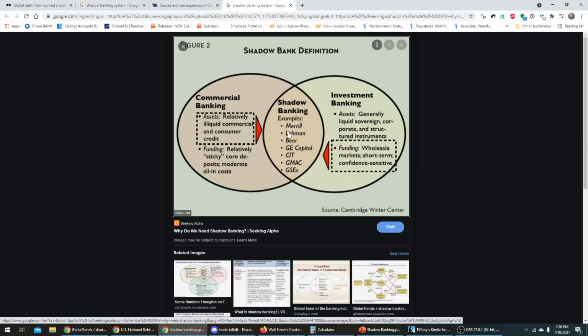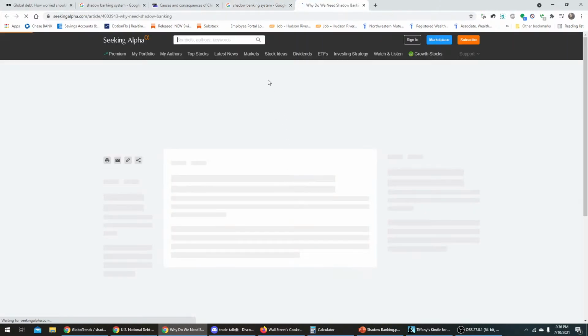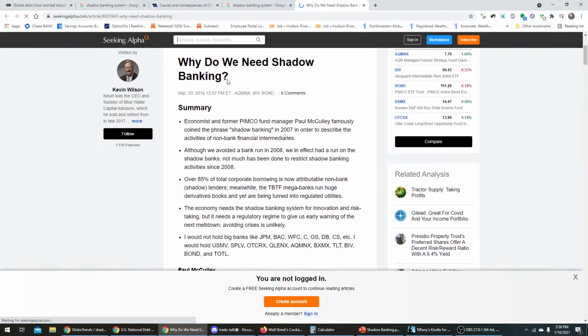Okay, so they have Merrill. Merrill Lynch was an investment firm that got bought out by Bank of America. You have Lehman, Bear Stearns, GE Capital, and I don't know what some of these other ones are. And then you have investment banking. So assets generate liquidity structure. This article explains why they would need it.